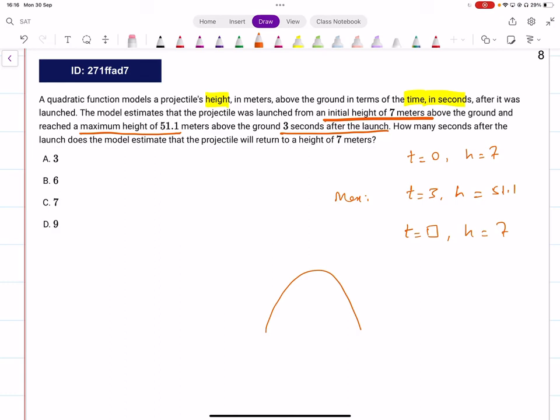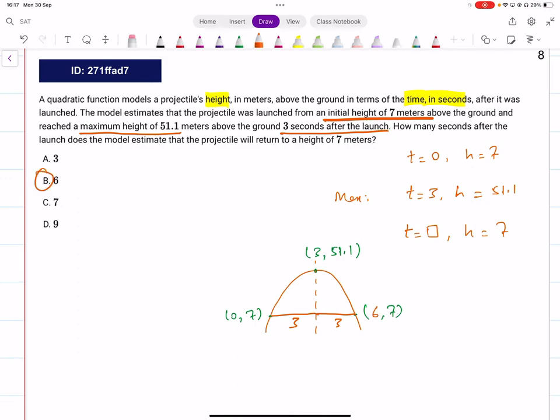It's going to look like this. The maximum point is 3 and 51.1. At time 0, h is 7, and h is 7 again at some point. Can we figure out what time that is? It's a symmetrical graph. Turning point is going to be exactly in the middle. This is 3 units. This should be 3 units as well. So this point is supposed to be 6, 7. The time value is supposed to be 6 here, and it should be b.